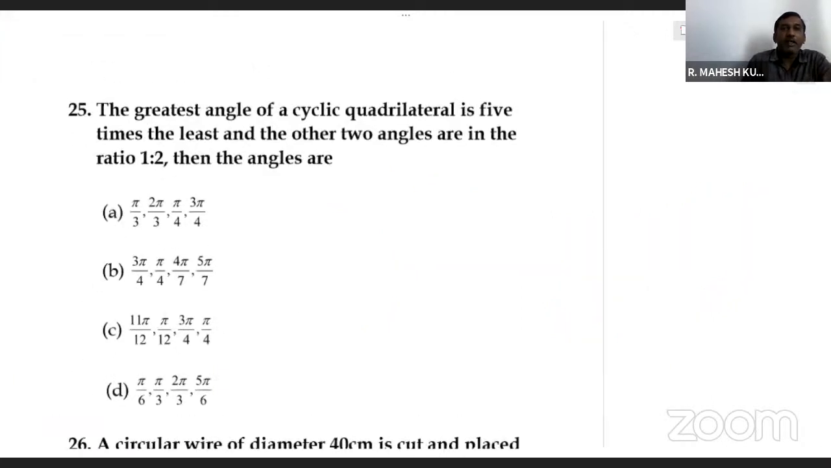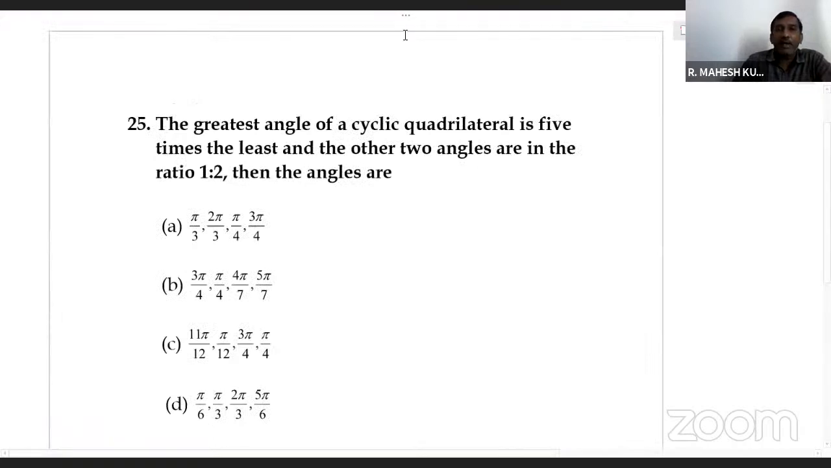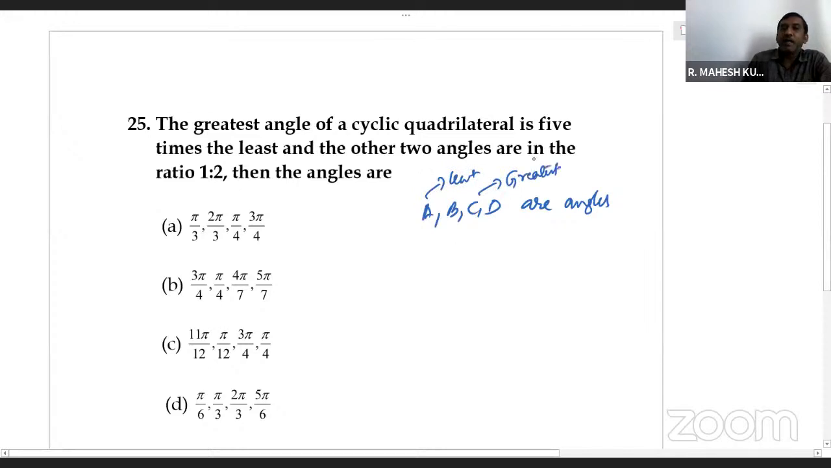Look at the 25th question. The greatest angle of a cyclic quadrilateral is 5 times the least, and the other two angles are in the ratio 1:2. Then the angles are... so let me take A, B, C, D as the angles of a cyclic quadrilateral. So A, B, C, D are the required angles. Understood? So here I will take A as the least and C as the greatest, because always the greatest will be opposite to the least, right?